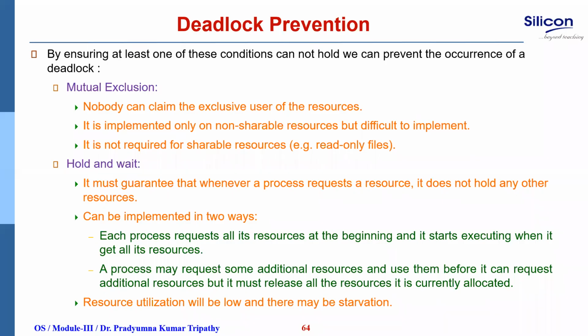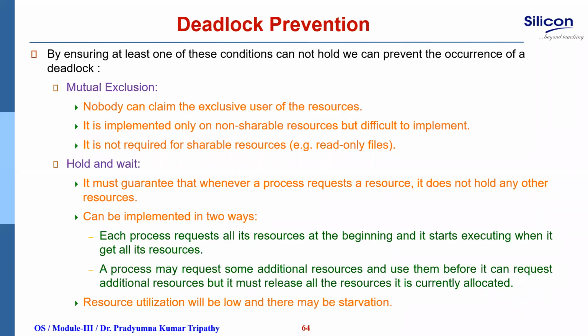If you recall all those examples that we have given for deadlock, now the mutual exclusion will convert to shareable. So they don't have any mutual exclusion, rather they can share the resource. If they share the resource, then definitely deadlock will not occur. So mutual exclusion is implemented only on non-shareable resources, but it is difficult to implement.